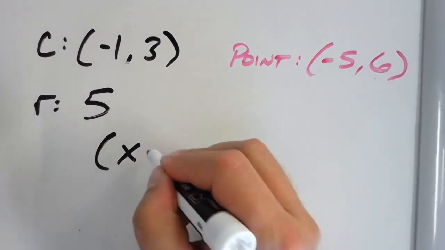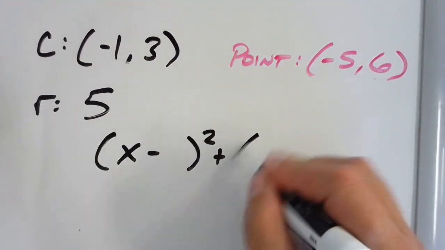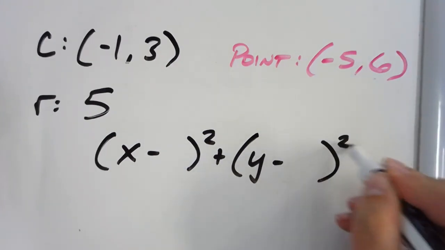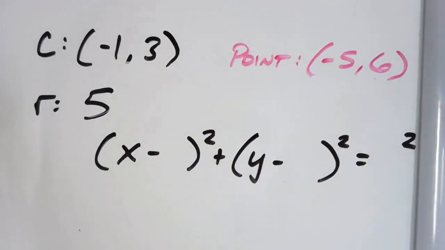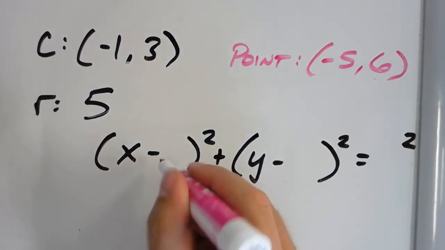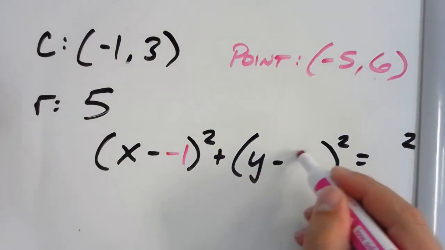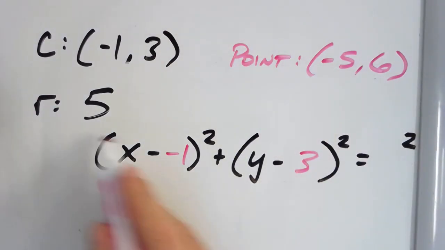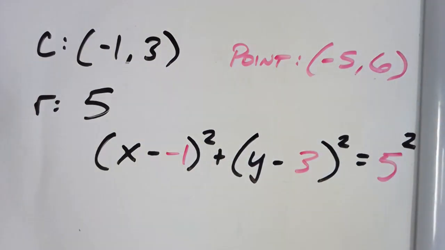So I'm going to have x minus some value squared plus y minus some value squared equaling some radius squared. Just plug in those values: -1 for that x value, +3 for that y value, and then that 5 squared. Simplify it and we're done.